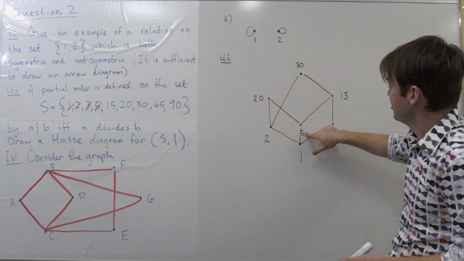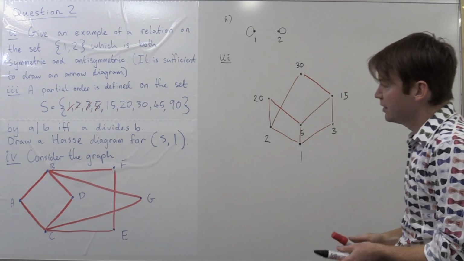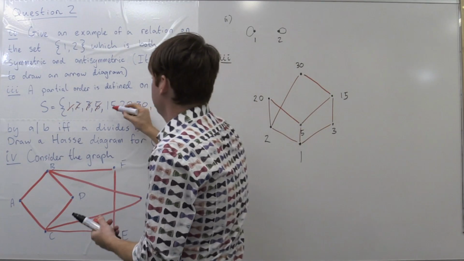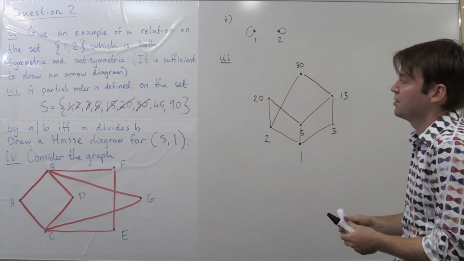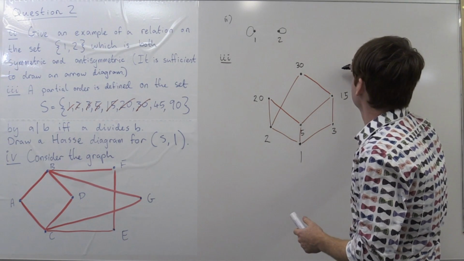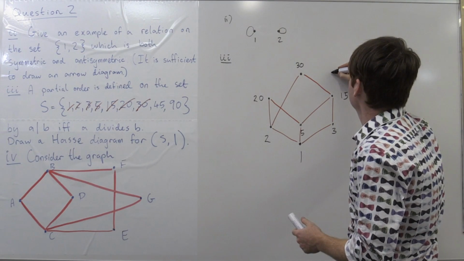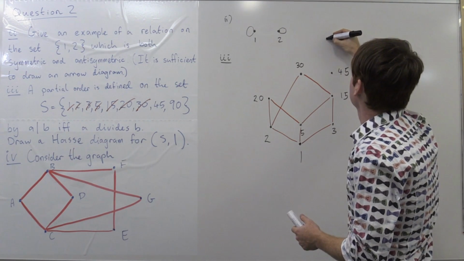So notice that I don't need to connect 5 to 30 because that's already connected through the 15. So I'll just tick those ones off. I've got 15, 20, and 30. The next ones are 45 and 90. So 45 can go over here. And 90 can go up here.